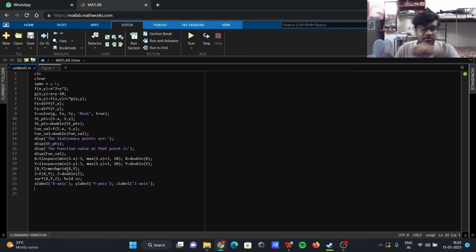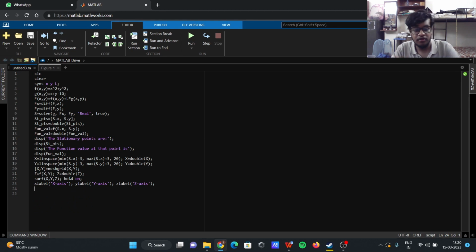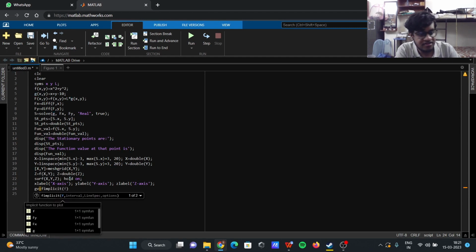Now, after this, we still need to point out the constraint in the function. Like, we need to show where the constraint is. So for this, we do gv equal to fimplicit. Now, what this fimplicit function does is it creates an implicit function and graphs it over the normal range of minus 5 comma 5. Now, instead of graphing it over the normal range, we are going to take the fimplicit, extract the x and y values from it, and overlay it over our original graph.